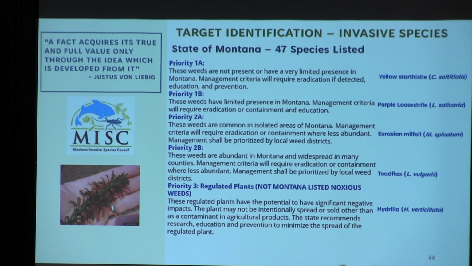Finally, I'm not going to belabor this issue because other people are speaking about this today, but the state of Montana, I believe, has 47 species listed from priority 1A all the way down to priority 3. Some of these are yellow star thistle, purple loosestrife, our friends Eurasian milfoil, toadflax, which I showed you a picture of earlier. Hydrilla, I don't believe we have in the state yet, but it's kind of on the lookout list. It's one of those species that we definitely don't want to see out here.